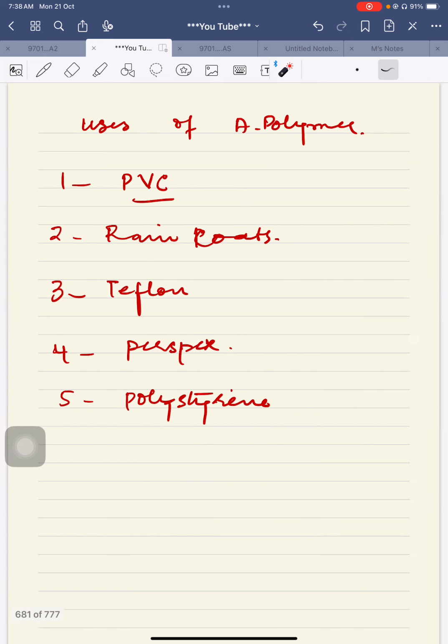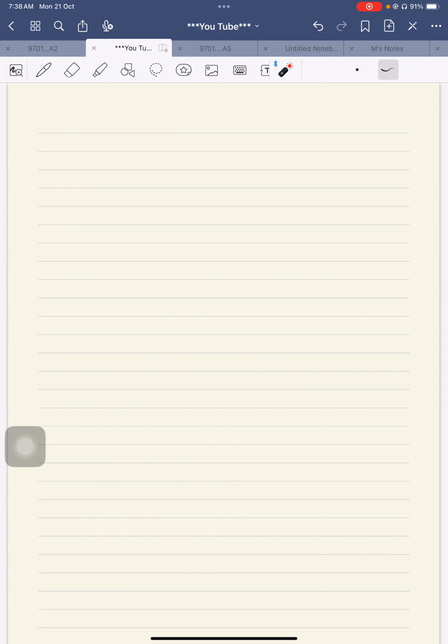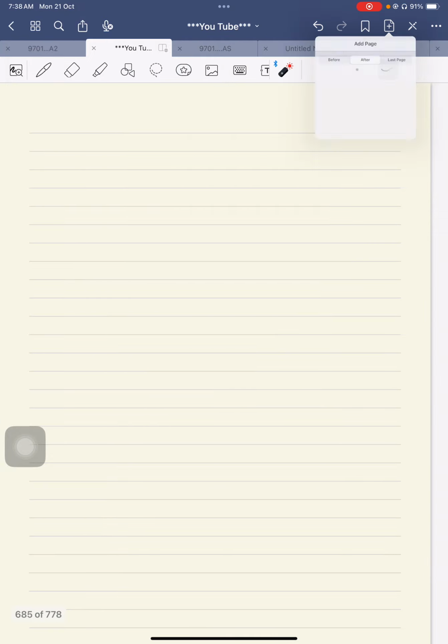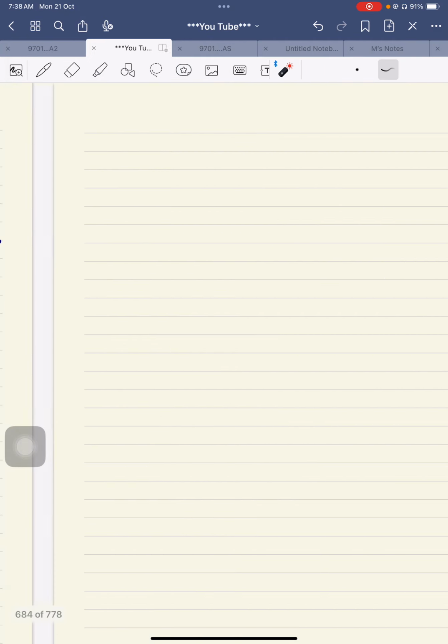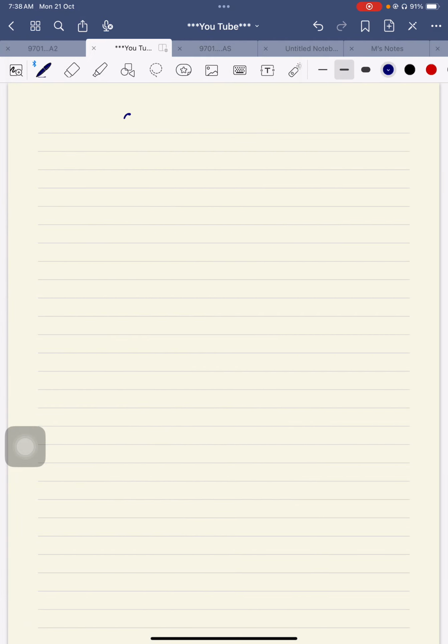Now we are moving towards the next page, and that is telling us about the second category, which is called condensation polymers. Okay, condensation polymerization.